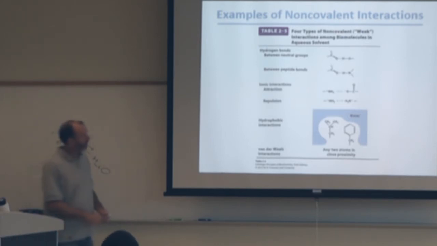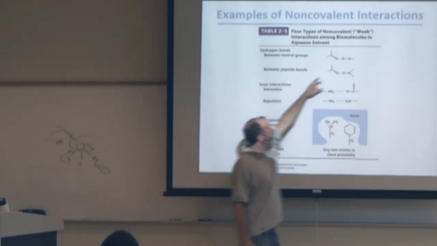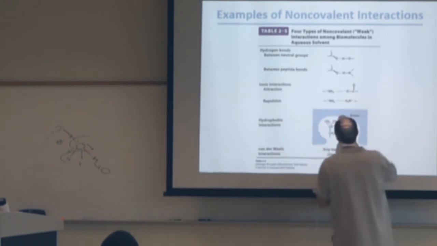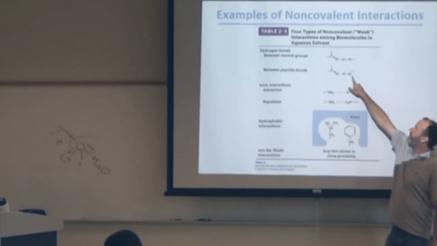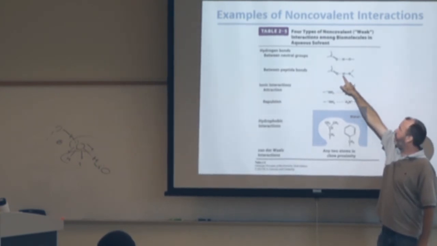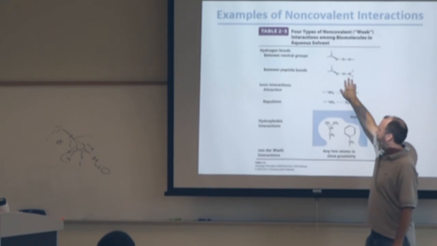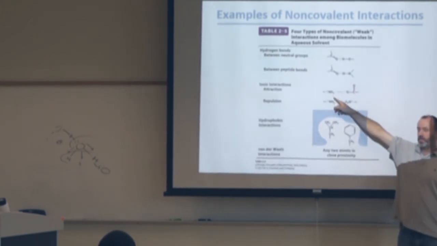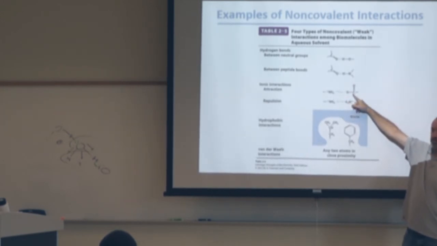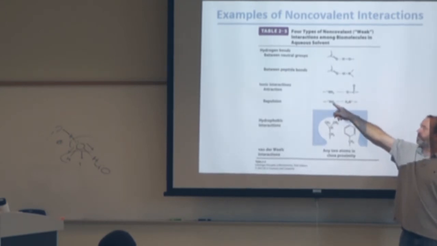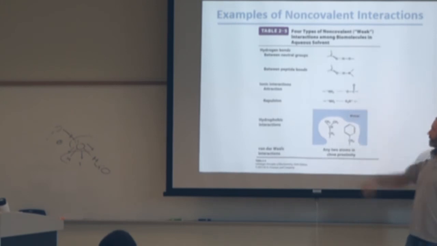Hydrogen bonds between neutral groups, a carbonyl and a hydroxy group, between peptide bonds. So this is the amine group of an amino acid involved in a peptide bond, and a carbonyl group of an amino acid involved in a peptide bond. This is what governs secondary structure formation. Ionic interactions, we'll see this on a side chain or an amino terminus of a peptide that might interact with the carboxy group off a side chain or the C terminus. And then you can also have repulsion between amino groups or carboxylic acids.